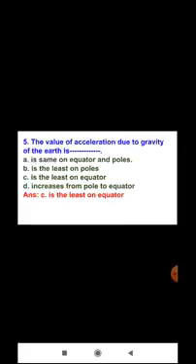Now next question. The value of acceleration due to gravity of the earth is the same on equator and poles, is the least on poles, is the least on equator, or increases from pole to equator. You all remember when we were talking about the shape of the earth, we had discussed all this. So what should be the optional answer for this question? The value of acceleration due to gravity, that is your small g, of the earth is least on equator.